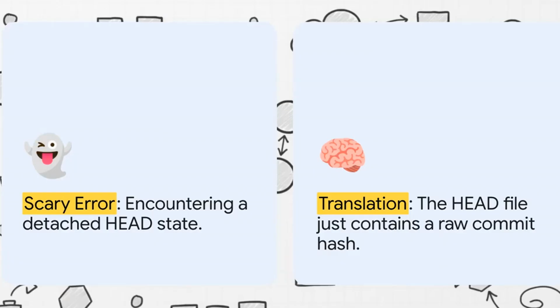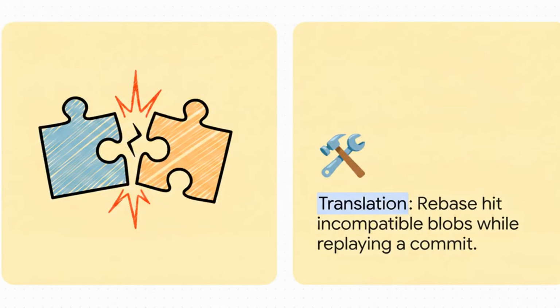So let's loop back to our original problem at the start. Look at that big, scary, detached HEAD state error now. With your new X-ray vision, you know HEAD is literally just a text file. The translation? A detached HEAD simply means that file currently contains a raw commit hash instead of a branch name. That's it. It's not a failure, it's just a state. You can safely look around or just check out a branch to reattach it. No panic necessary.